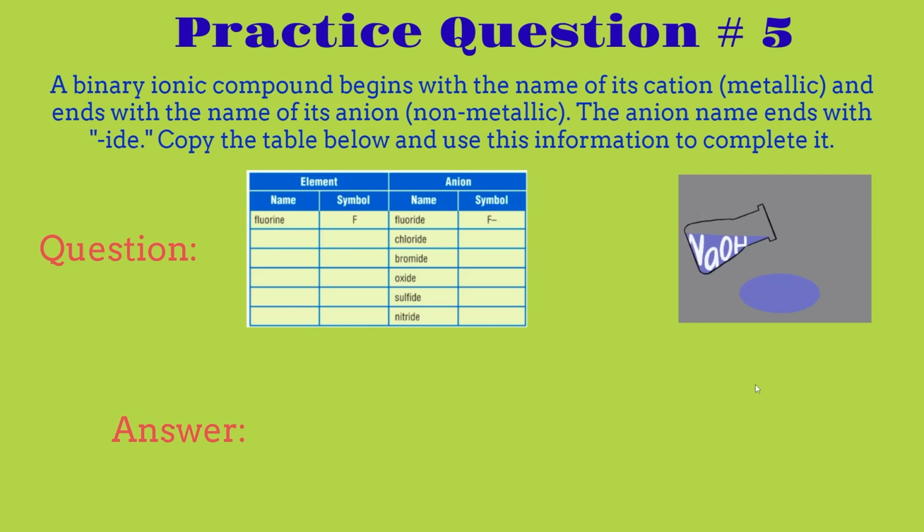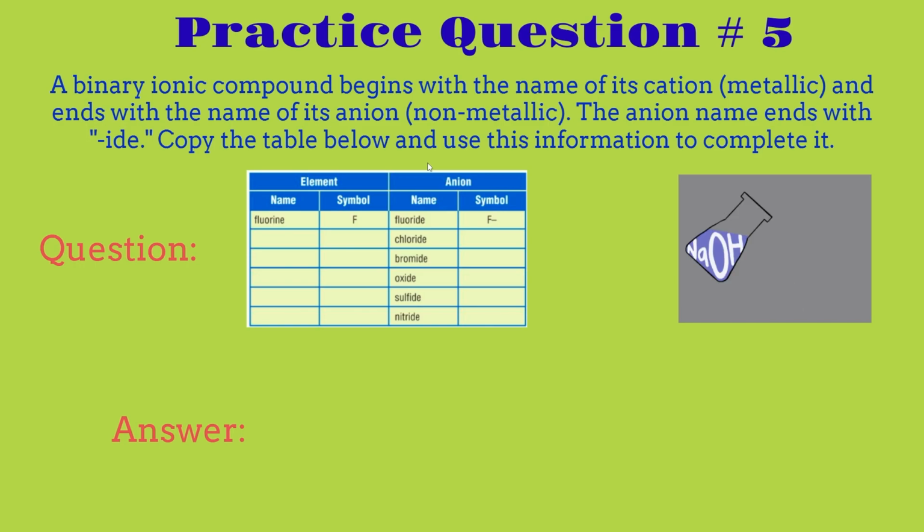A binary ionic compound begins with the name of its cation, which is metallic, and ends with the name of its anion, which is non-metallic. And the anion name ends with the IDE suffix. So what we need to do is fill out this table here, and complete the information based on what we've been given. So based on this prompt, we can understand that all anions are basically the nonmetals, and these end with the suffix IDE inside of these binary ionic compounds.